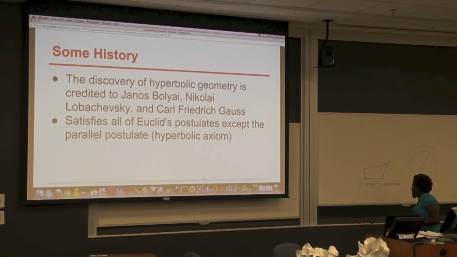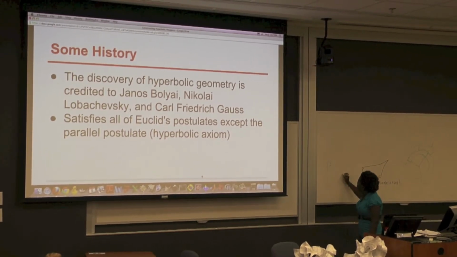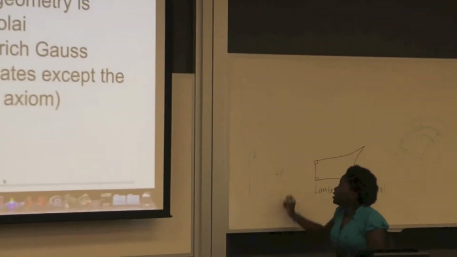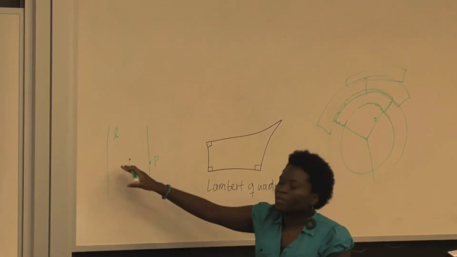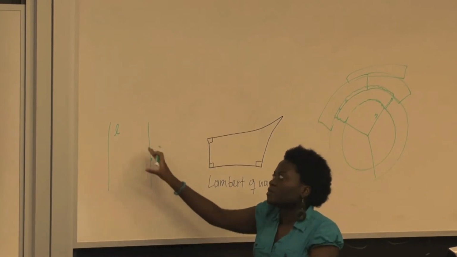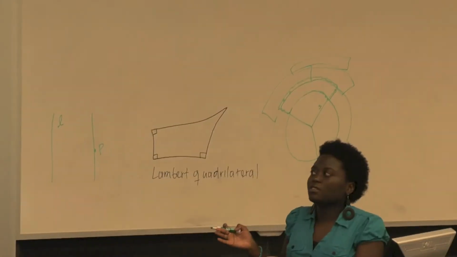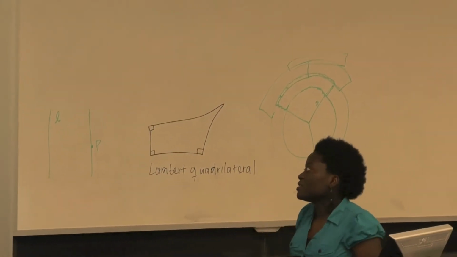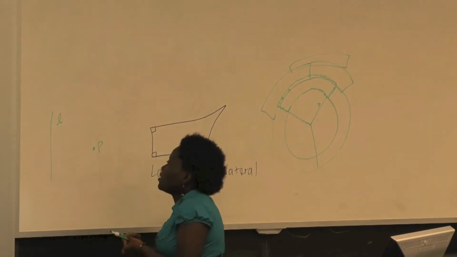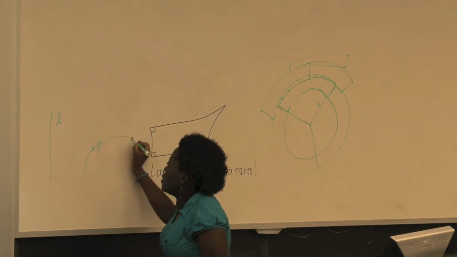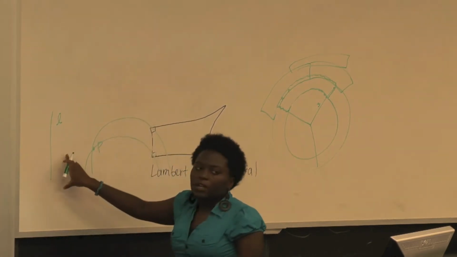What that says is that given a line L and a point P not on L, there exists one and only one line through P that is parallel to L, or that does not intersect with L. Then we have this hyperbolic axiom, which is a negation of the parallel postulate, which says that given a line L and a point P not on L, there exist at least 2 lines through this point P that do not intersect with L.